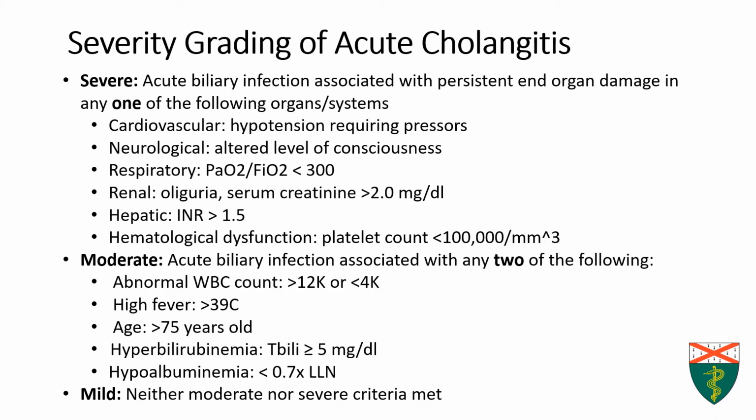Severe disease is defined as acute cholangitis with sepsis-induced organ damage. If any one of the following organ systems is persistently damaged due to acute cholangitis, then the disease is said to be severe: cardiovascular, neurologic, respiratory, renal, hepatic, or hematological dysfunction.